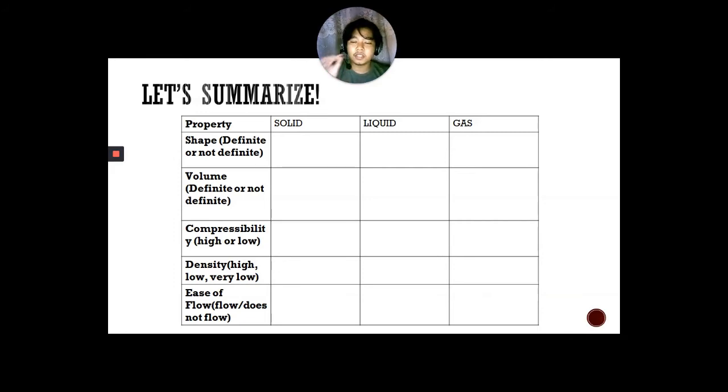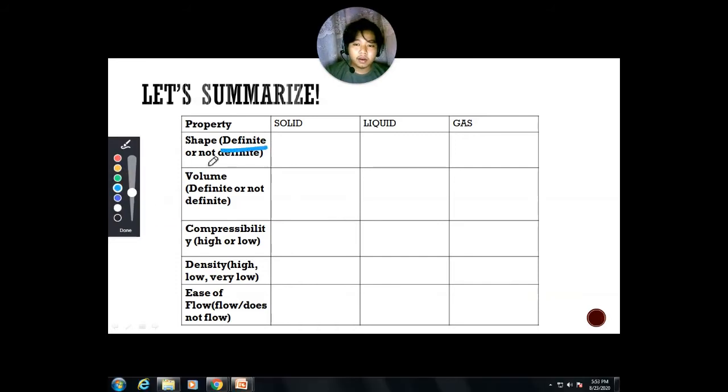And as I've mentioned, the definite and indefinite could be replaced by fixed or variable, si definite is fixed. And si not definite is variable or changing. Si high and low are also replaced by negligible and significant. Alright.